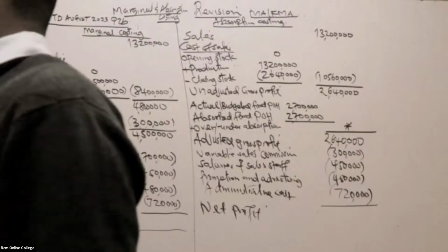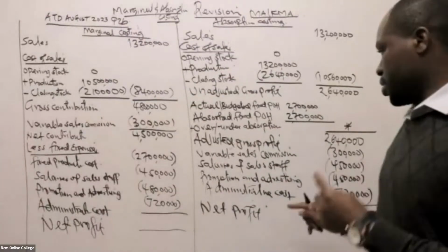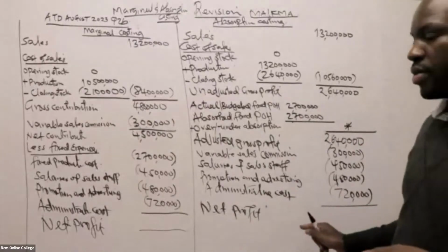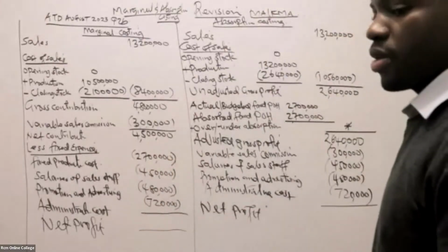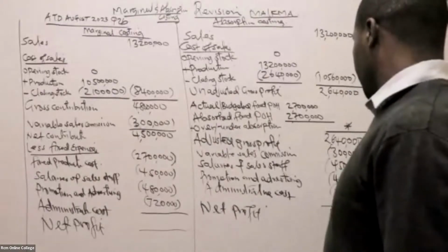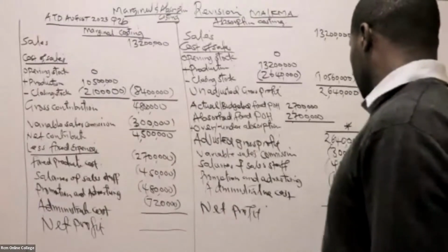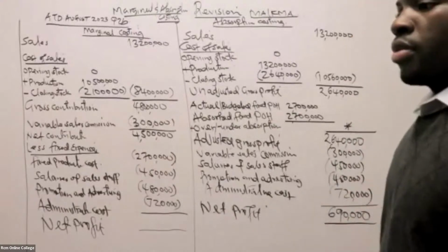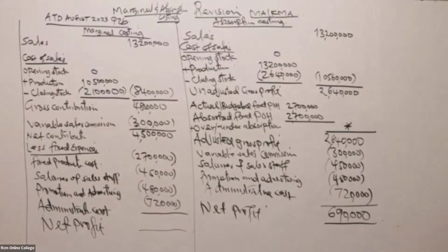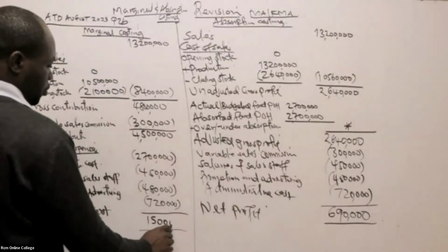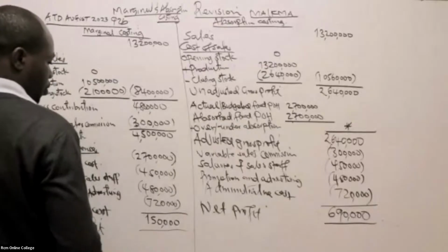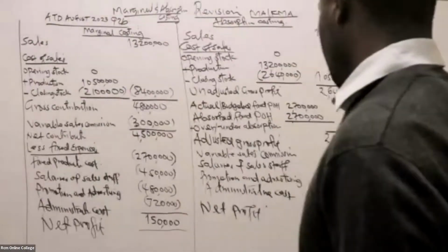Net profit as per absorption costing. Just take this minus all these expenses. Also, this one here, you can help us get it. Net contribution minus all these expenses. So I'm told this one is 690,000. Marginal cost, I'm told, is equal to 150,000.